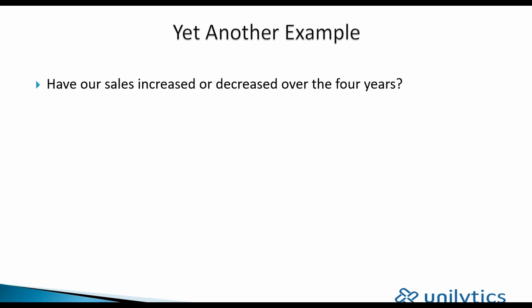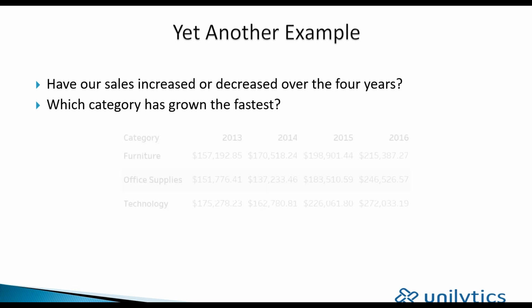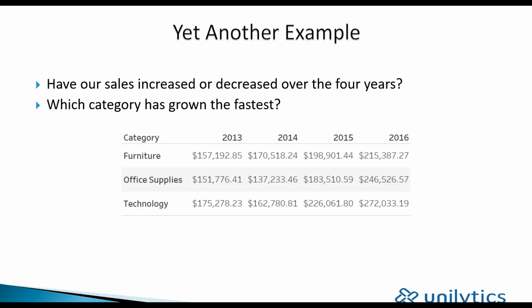Let's take another example. I'm going to give you some information, and what we want to know is if our sales have increased or decreased over a 4-year period. And indeed, we want to know of the categories that are displayed, which one is growing the fastest. So this is even worse because now we have to not just look at numbers, but now we have to do math as well. So this is even slower for us to try and process.